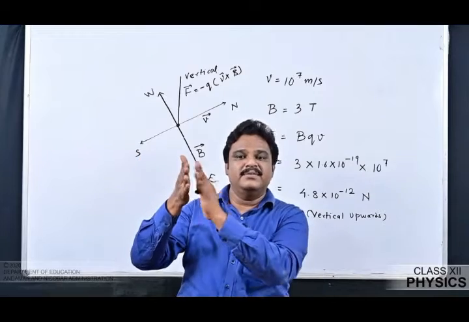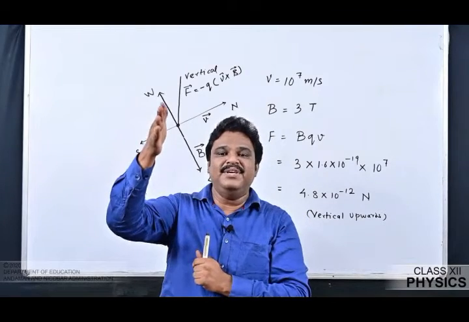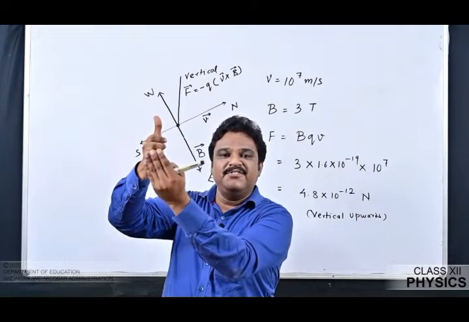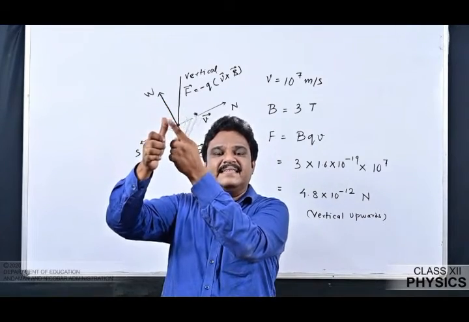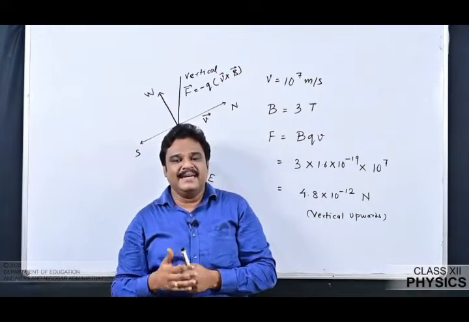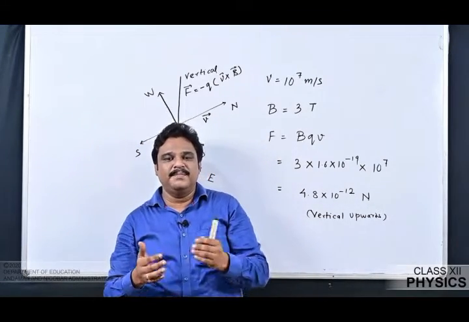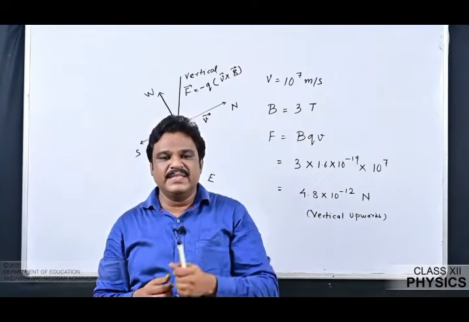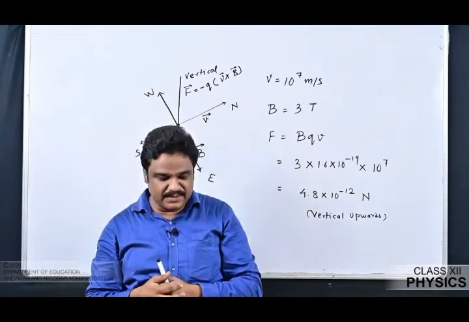Keep your fingers in the direction of the V vector. Curl the fingers such that they move from V to B. The thumb will indicate the direction of the magnetic Lorentz force. You can apply both rules, and with as much practice as you do, you will become much more sensitized to that direction. So with this, I am going to get into my next question.